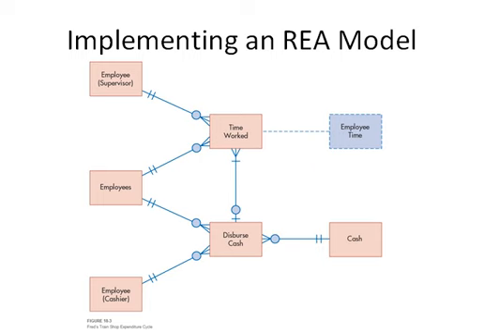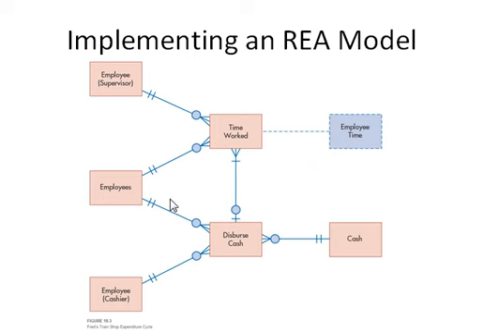Now we're going to implement this REA model in a relational database. First, let's check if there are any redundant events. We don't have any. Redundant resources, we don't have any. Redundant agents, yes. Probably we can combine 3 entities together into the employee entity. That's doable.